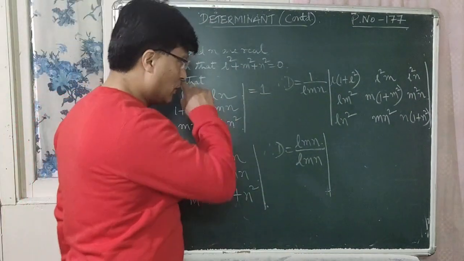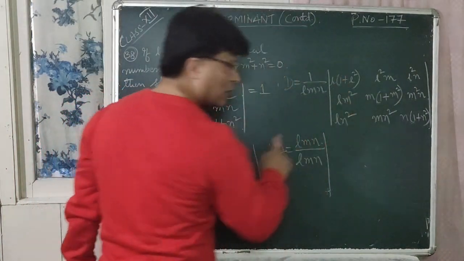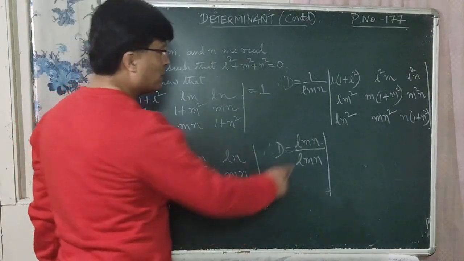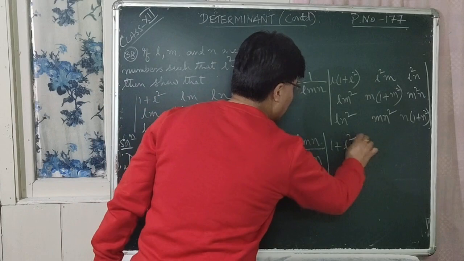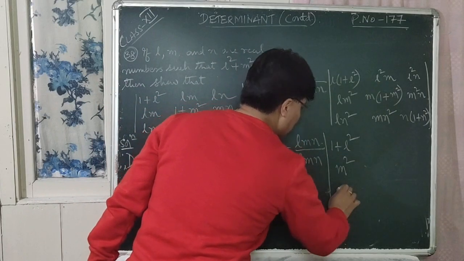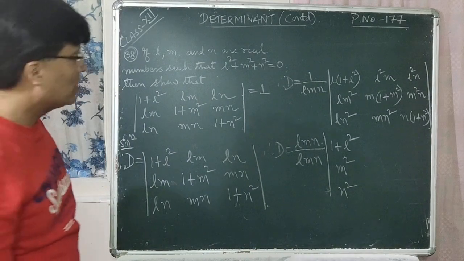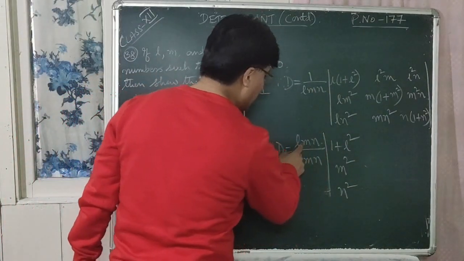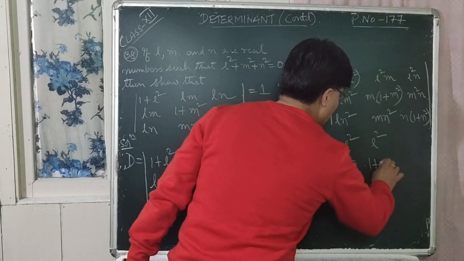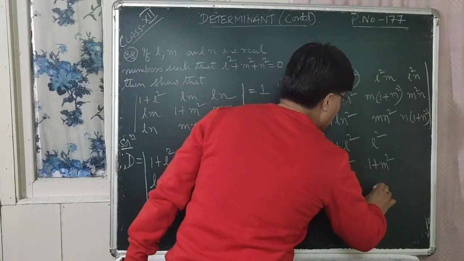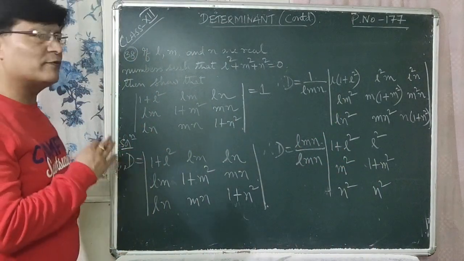Right? So, what will be the new first column? From the first column, L is taken common. So, it is 1 plus L square, it is M square, this is N square, right? So, this is your new first column. What is the new second column? Here M is taken common from the second column. L square, 1 plus M square, this is N square. Okay?